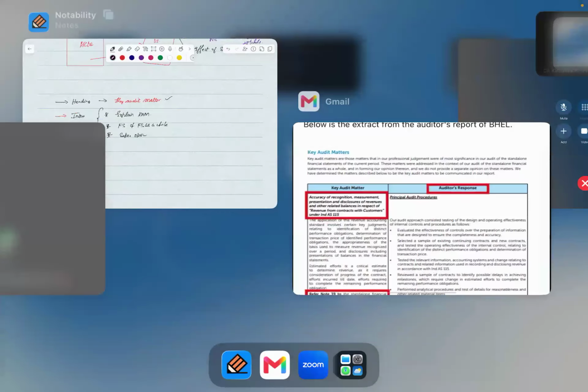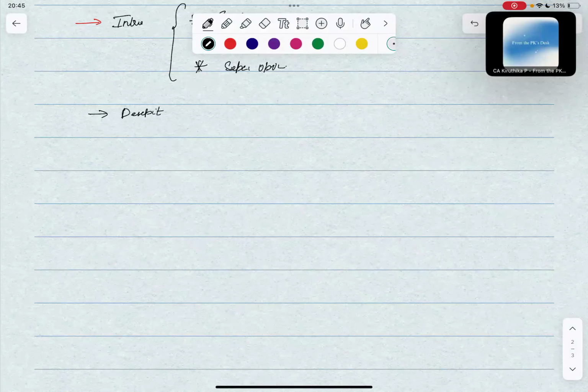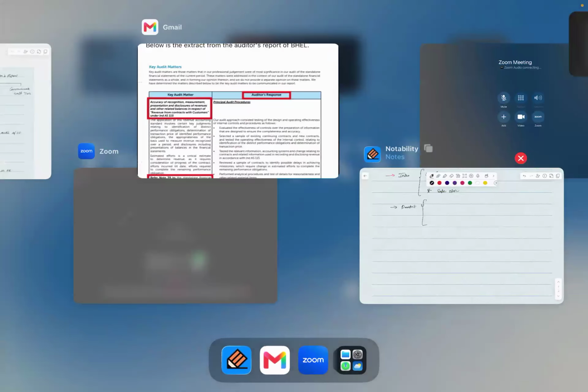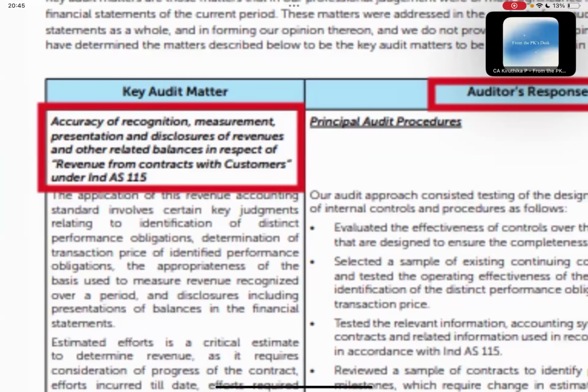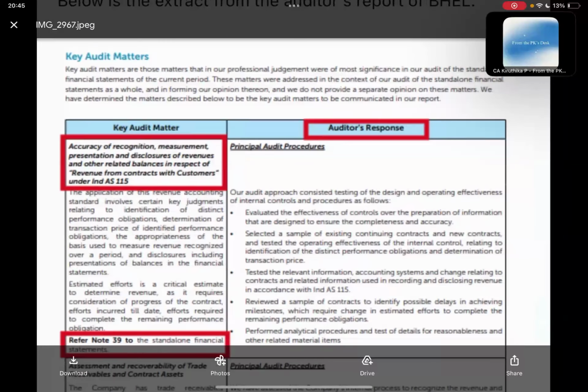What has to be included in the description of KAM? Let us first see that example. Now see here, what are we saying? We are stating that this is the key audit matter, right? We are stating which is the key audit matter. So number one, state the key audit matter.